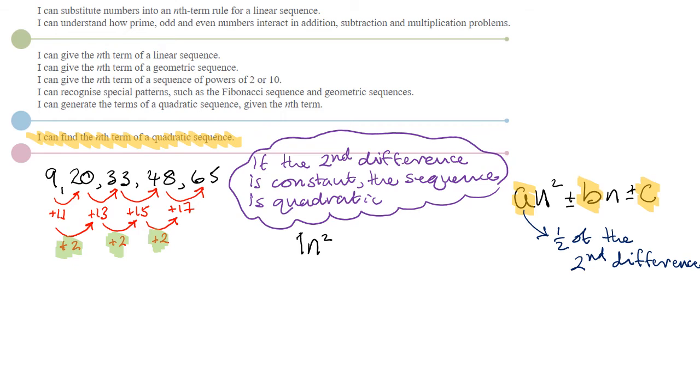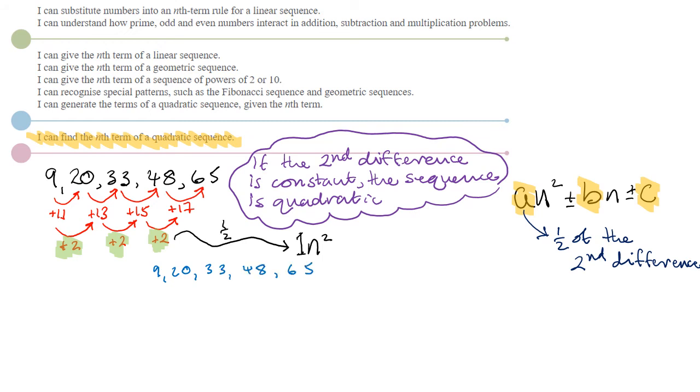So that 1 came from half of the second difference. If that second difference was 4, then half of 4 would be 2, so it'd be 2n squared. Whatever that second difference is, you halve the number, and you get the value in front of n squared. In this case, it's 1. Step number 2, we're now going to write out the sequence again. So this is the original sequence: 9, 20, 33, 48, 65.